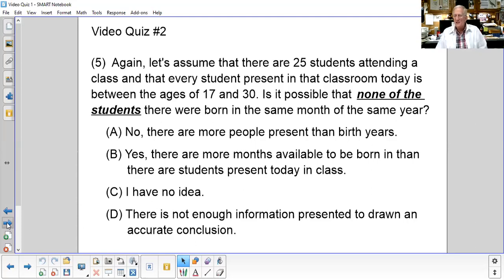So is it possible that none of the students in the class were born in the same month of the same year? A: No, there were more people present than birth years. B: Yes, there are more months available to be born in than there are students present today in class. C: I have no idea. I don't suggest you pick that choice. And D: there's not enough information presented to draw an accurate conclusion.